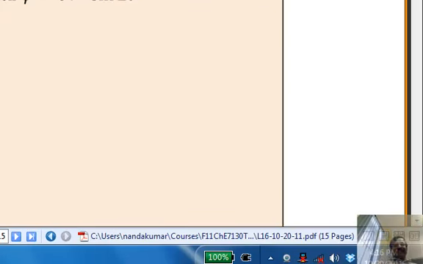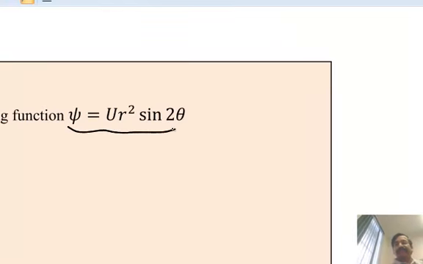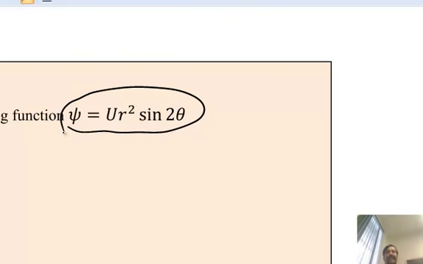We haven't done that in a long time. Sketch that streamline for me. I've given you the function. This is a solution to some problem we will see later on, but right now I'm just telling you that psi is given as U r squared sine 2 theta. U is a constant, and r and theta are in two-dimensional cylindrical coordinates.